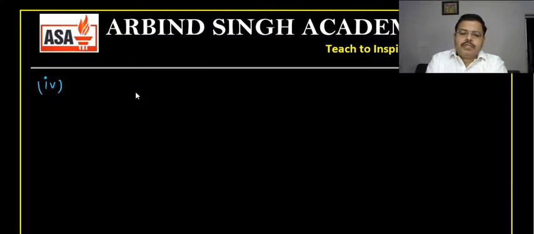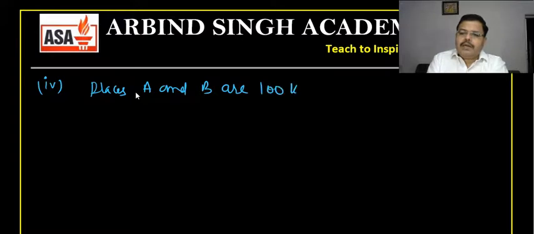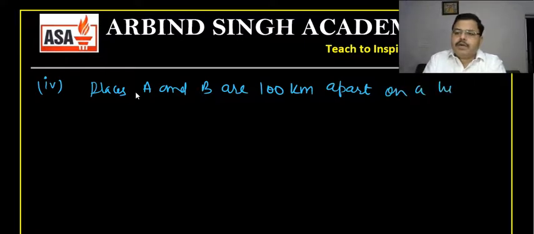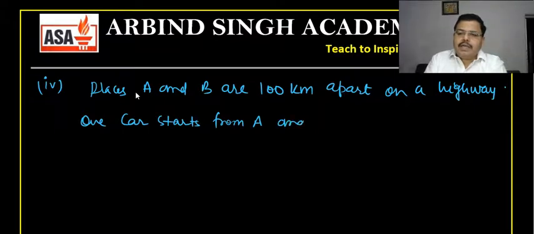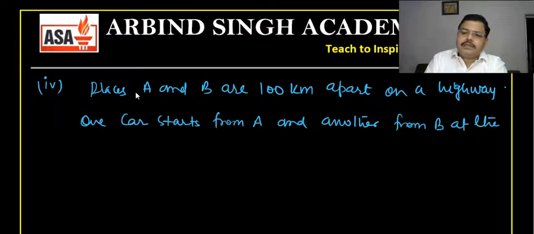Now, let us discuss question number 4. Cities A and B are 100 kilometers apart on a highway. One car starts from A and another from B at the same time.